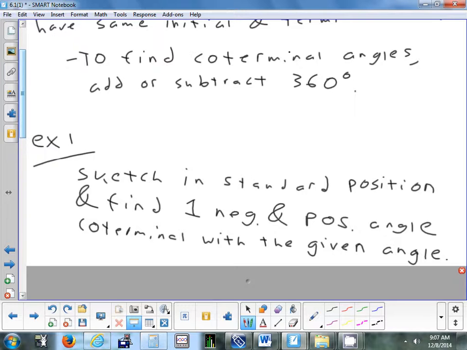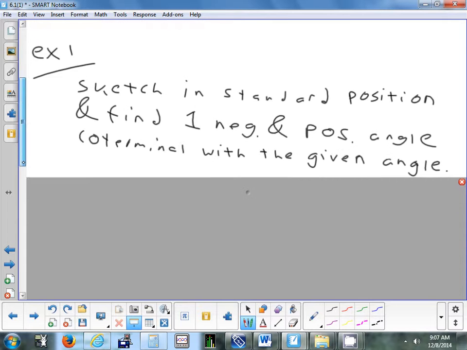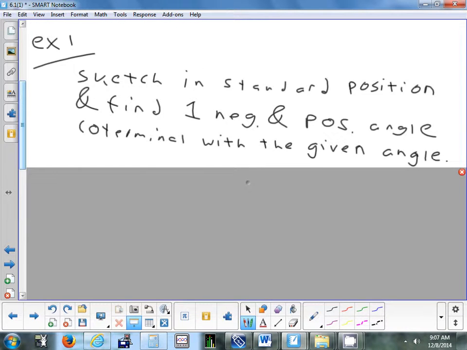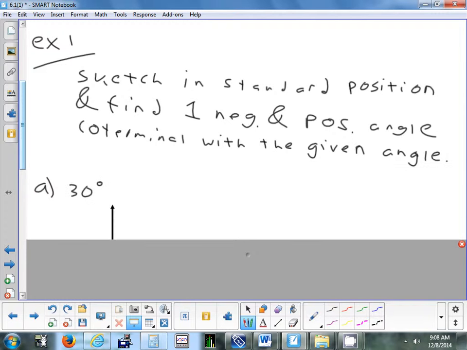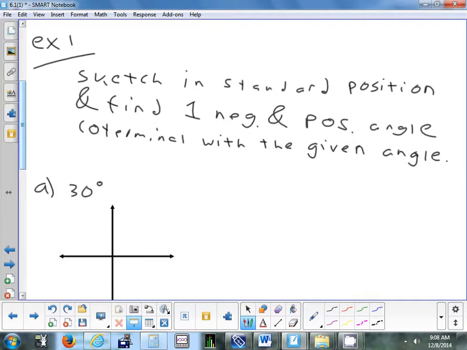All right, so let's try making a sketch. I'll give you an angle. We're not going to use a protractor to measure it perfectly. I'm just looking for a rough sketch of an angle. And then I want you to name one angle that would be coterminal that's positive, and another angle that's coterminal and negative. Remember, the only difference between positive and negative is whether you add or subtract 360.